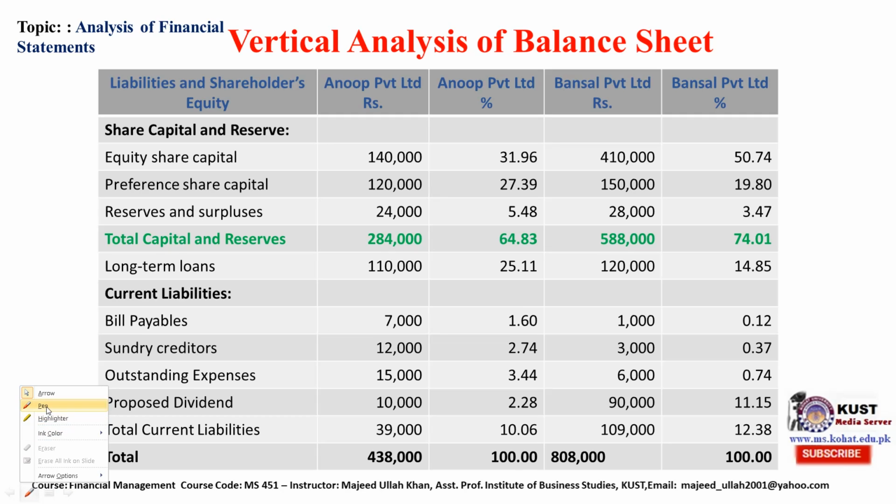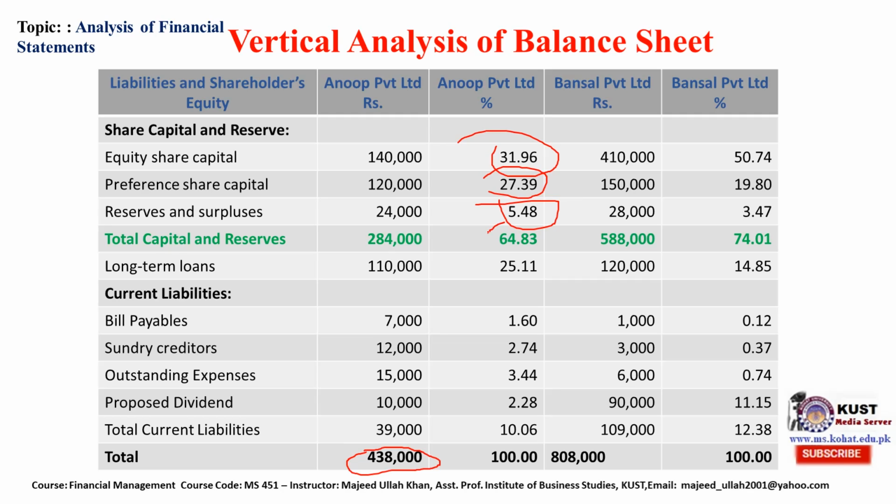Now equity shares: this is the total, and this percentage is calculated as 140,000 divided by this total multiplied by 100. Preference share percentage is calculated as 120,000 divided by 438,000 multiplied by 100. Reserve and surplus percentage is calculated as 24,000 divided by 438,000 multiplied by 100.